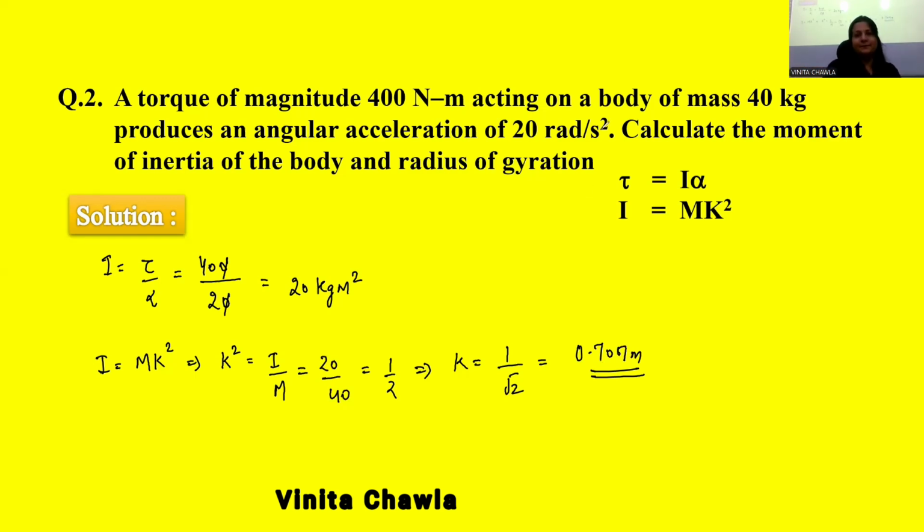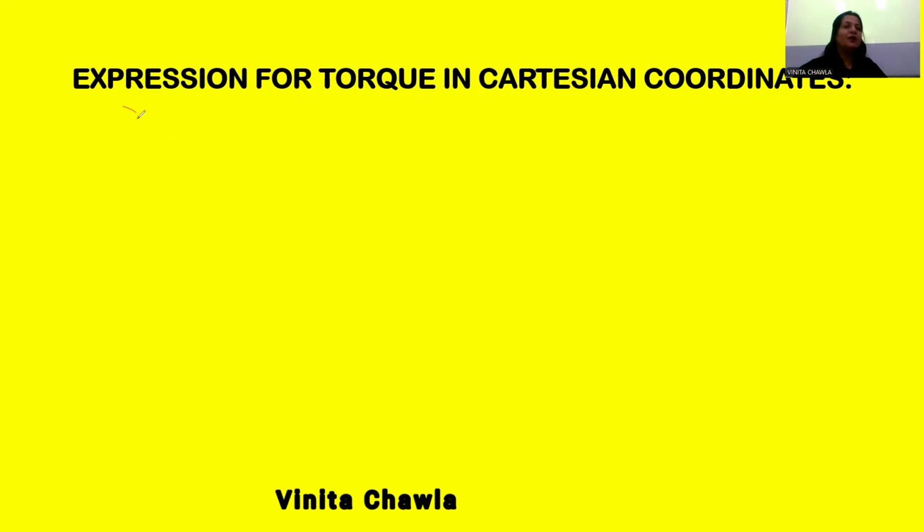Okay. As we write for r, how do we write r? Vector r, we write vector r as x i cap plus y j cap plus z k cap. We can write vector F as Fx i cap plus Fy j cap plus Fz k cap. So these are the Cartesian or rectangular coordinates. Now we are going to write torque in terms of Cartesian coordinates.